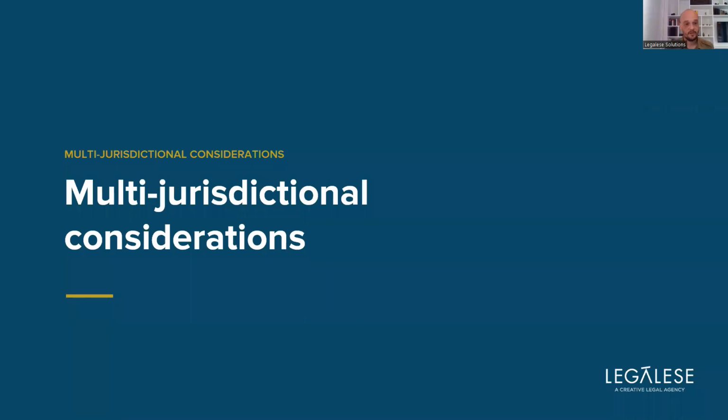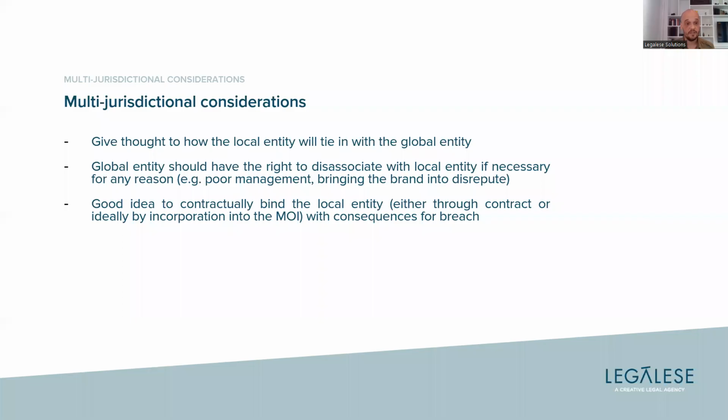So then let's talk a little bit about some multi-jurisdictional considerations. If, for example, you have a global entity that's wanting to start up a branch in South Africa, thought needs to be given to how the local entity will tie in with the global entity. The global entity should have the right to disassociate with the local entity if necessary for any reason. Some of the reasons could be poor management or bringing the brand into disrepute. And in those circumstances, the global entity might want to dissociate themselves from the local entity to protect their brand and to avoid having their brand being brought into disrepute.